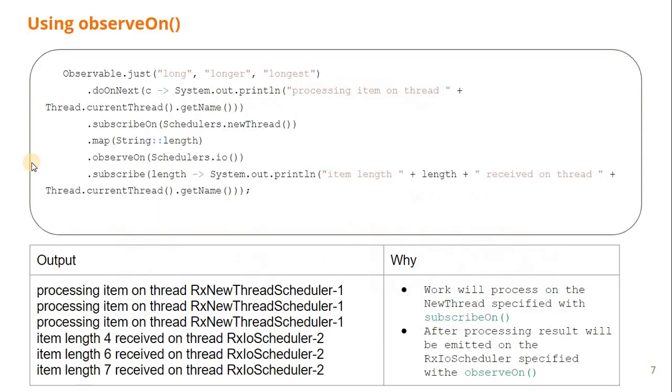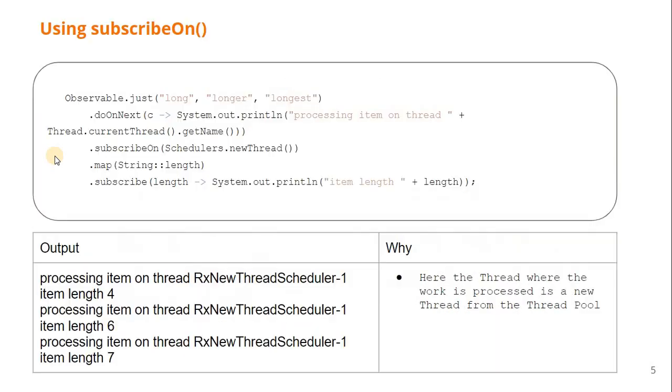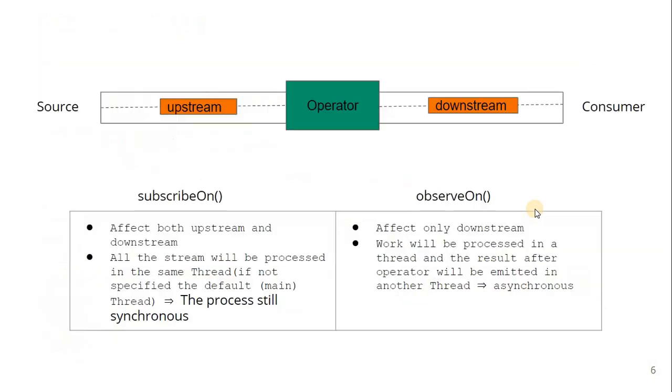Let's modify the old code and use subscribeOn with a new thread to process the work on a new thread, not the main thread. As you can see in the output, both upstream and downstream are processed on the new thread. Upstream, which is printing the name of the thread, and the downstream, printing the length, are both processed on the new thread, which proves that subscribeOn affects both upstream and downstream.